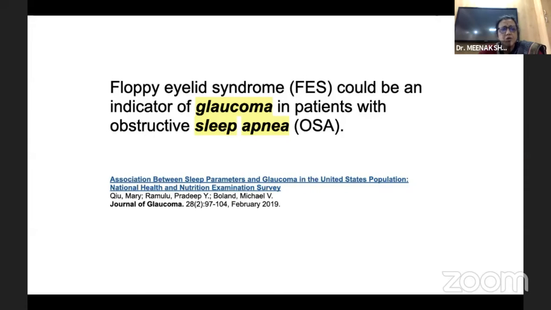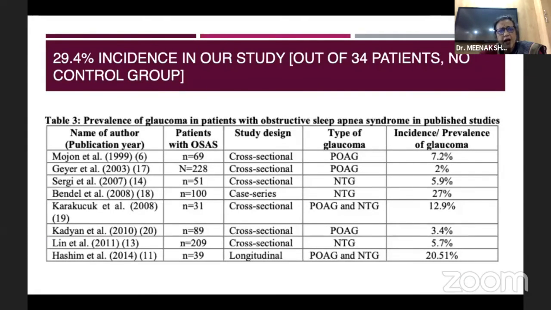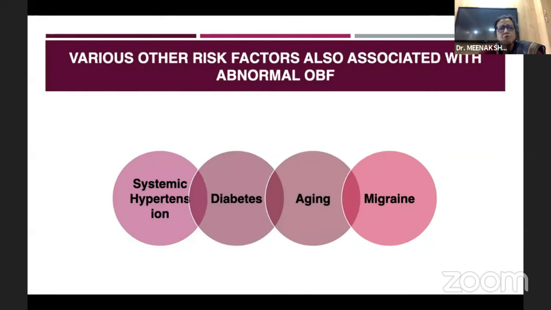And there are patients who have floppy eyelid syndrome, and this could be an indicator of glaucoma in patients of sleep apnea. This was our study, in which we found a very high incidence of glaucoma in our sleep apneic patients, but it could also be skewed because it's a very small group. So in a nutshell, if systemic hypertension and all these things are present together, we should do an ocular blood flow.